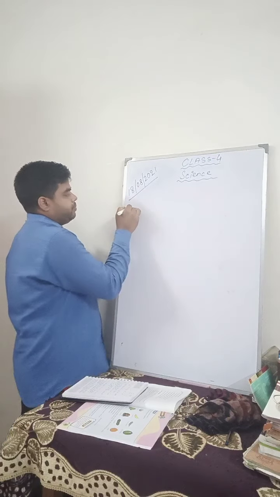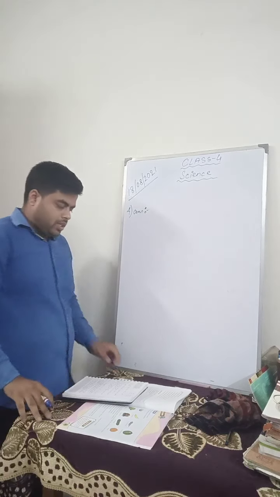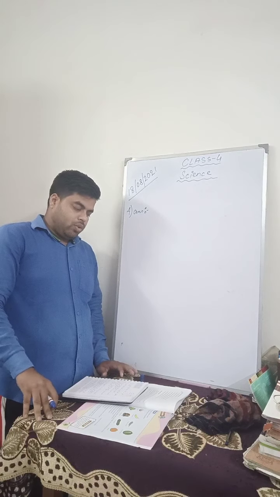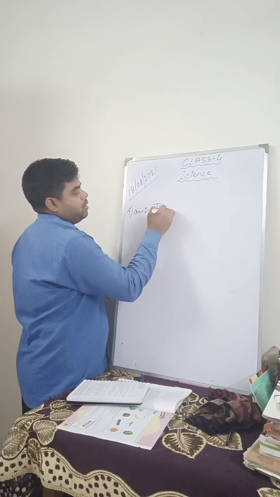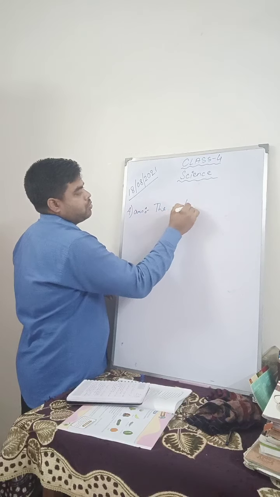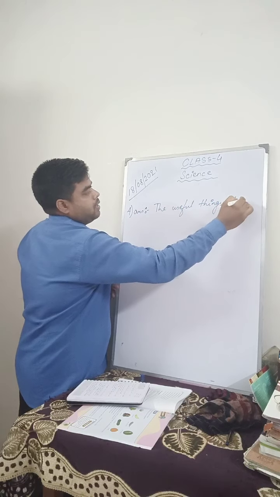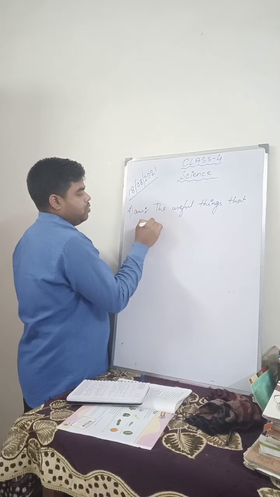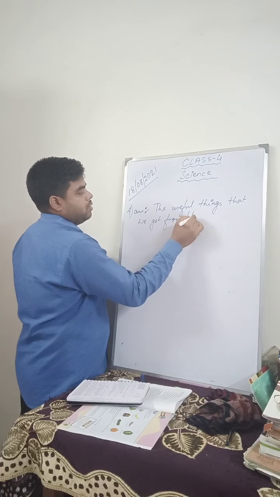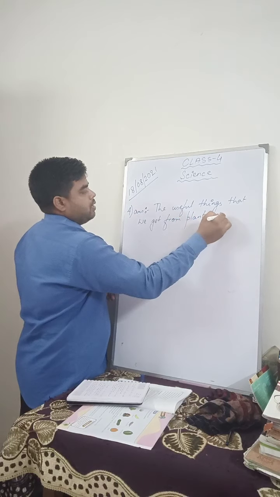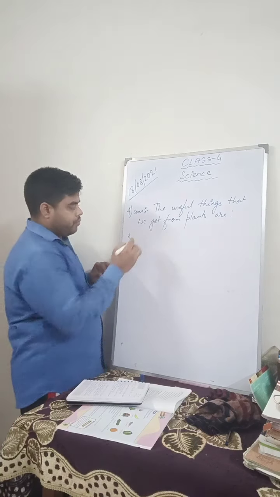Question number 4. They have asked you, what are the useful things that we get from plants? So, I am writing the answer for you. The useful things that we get from plants are, number one, we get most of our food from plants.